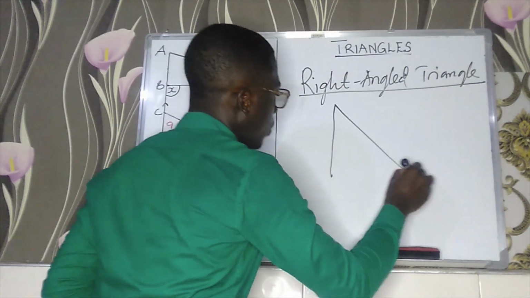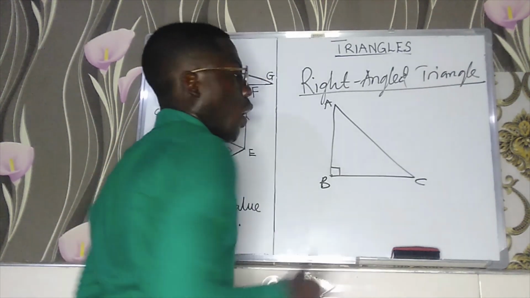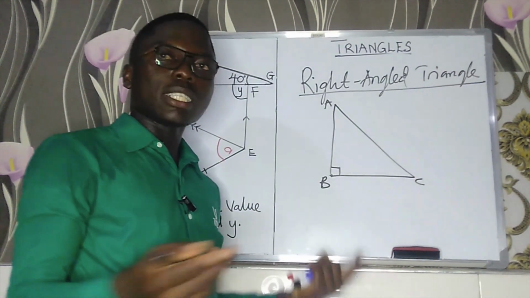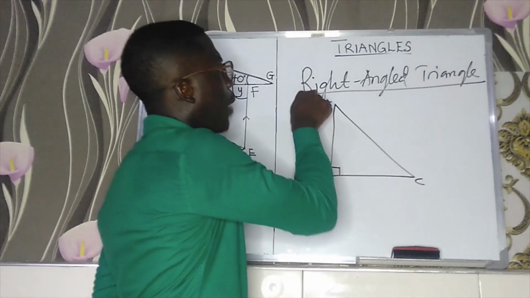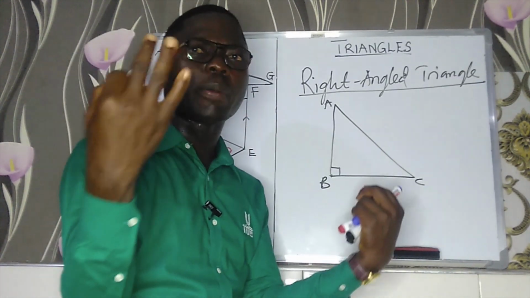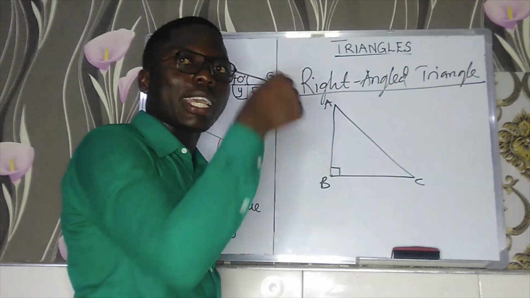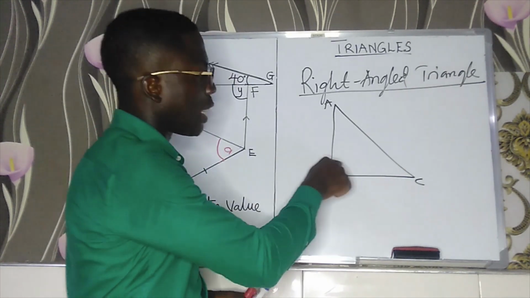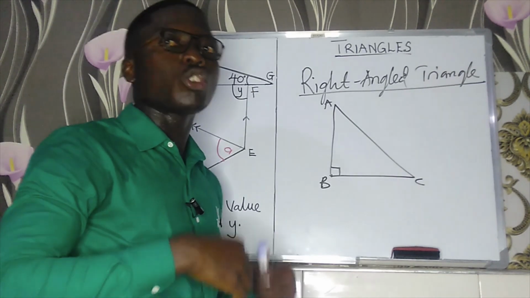Now, when we were treating types of angles, a right angle is an angle equal to 90 degrees. And so, a right angle triangle, we said a triangle is an enclosed plane figure bounded by three sides. So, a right angle triangle means what? One of its interior angles is equal to 90 degrees. Good. So, once we have our 90 degrees here, then it makes this triangle a right angled triangle.